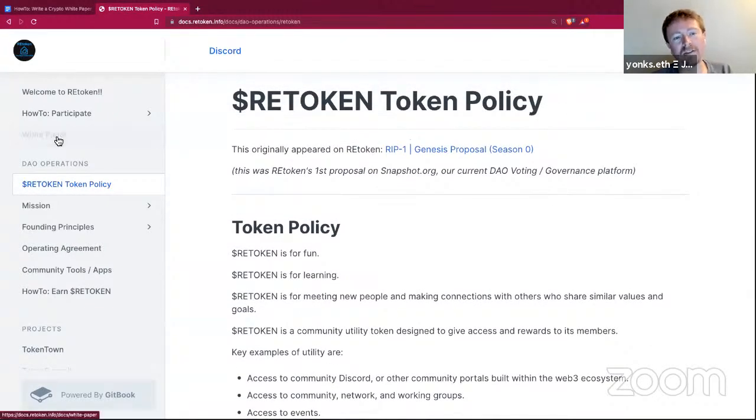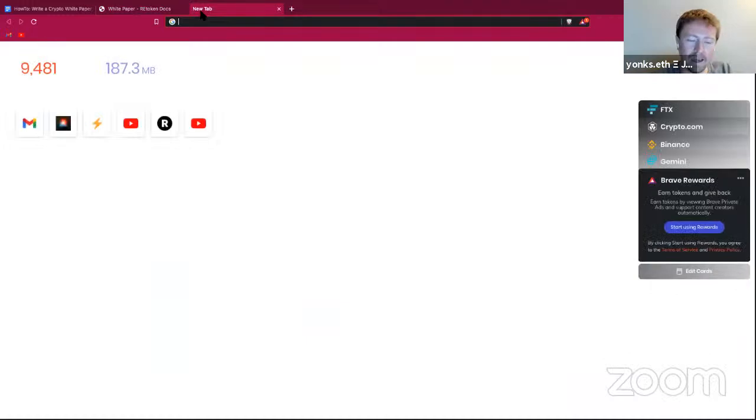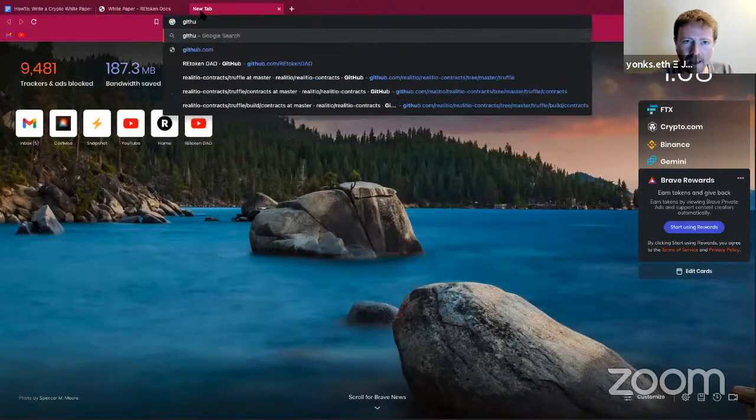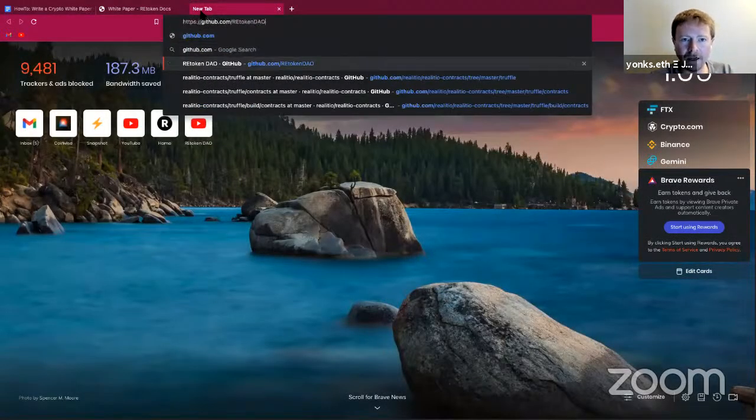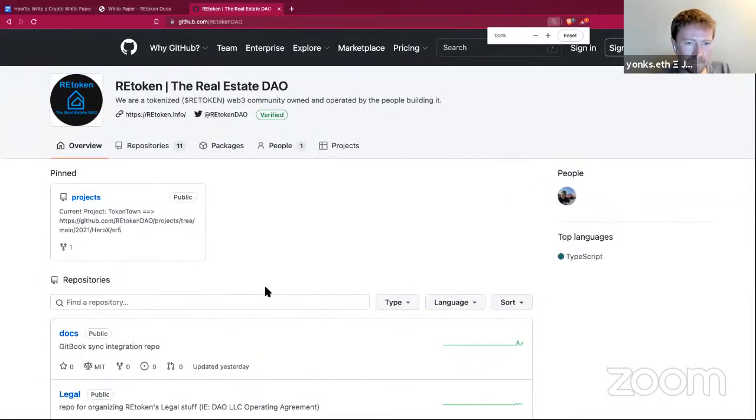But going back to the conversation here, we did make a decision on our planning call that we are going to incorporate our white paper on docs.retoken.info, which we have syncing up automatically through API on GitHub. And here is our GitHub repo, REtoken DAO. Nothing too shocking about that. And right here, this docs, so it automatically syncs up between GitHub and Gitbook for version control.